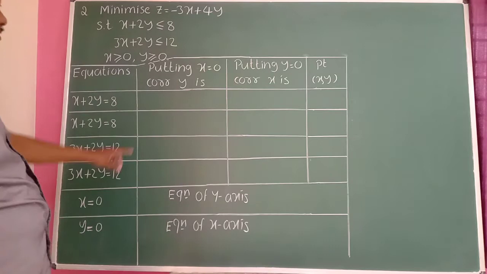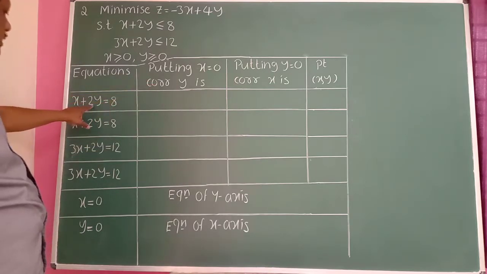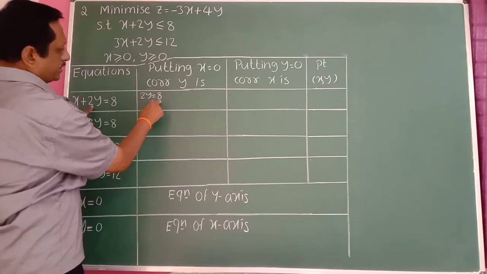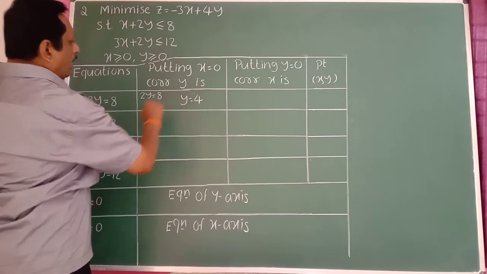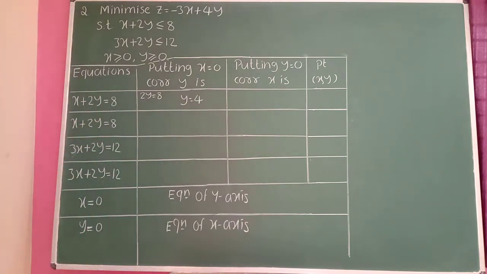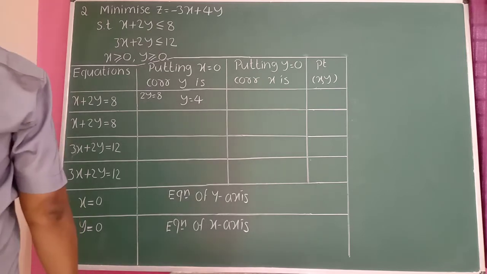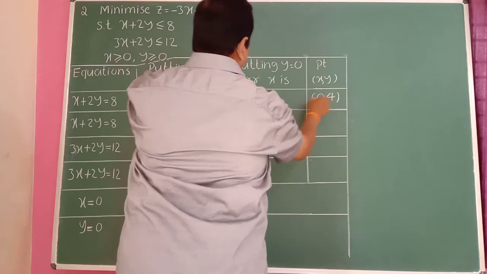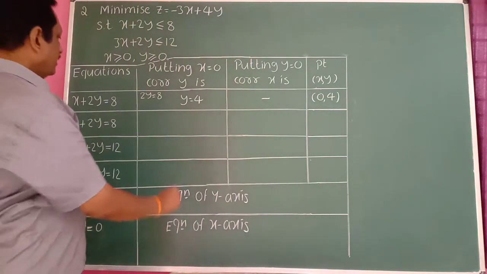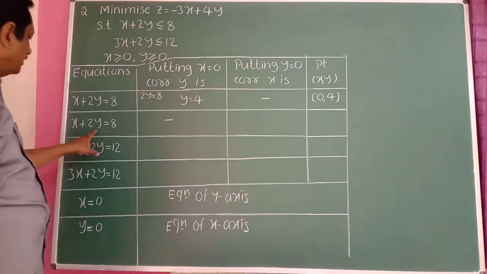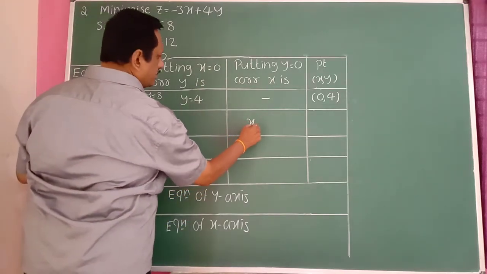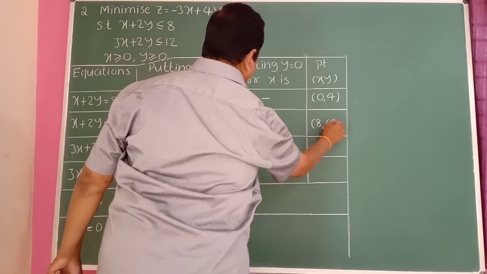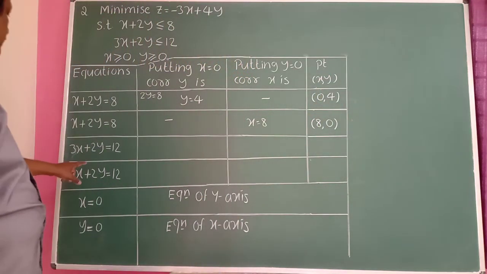Okay. Now put x equal to 0. Then 2y is equal to 8. Take it to the right hand side. Y is equal to 4. Therefore, x value is 0, y value 4. Then put y value 0, x equal to 8. Therefore, x value is 8, y value is 0. So 8, comma 0.